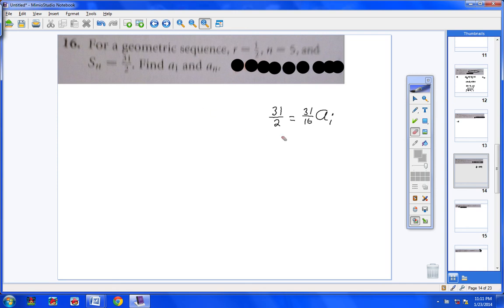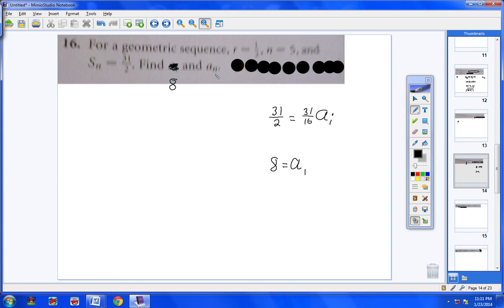But anyways, if we now divide both sides by 31 over 16, your calculator will do that for you students, that's what the fraction button is there for. If you put 31 over 2 in parentheses, divided by 31 over 16 in parentheses, your calculator will do all that for you, and you get 8. So we get 8 equals a subscript 1. So now we know this right here is 8.